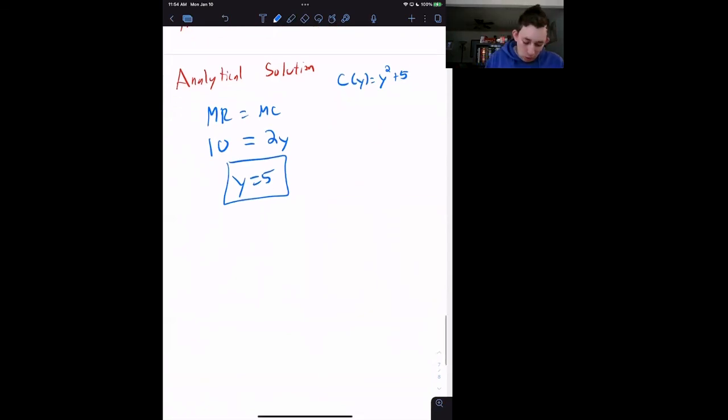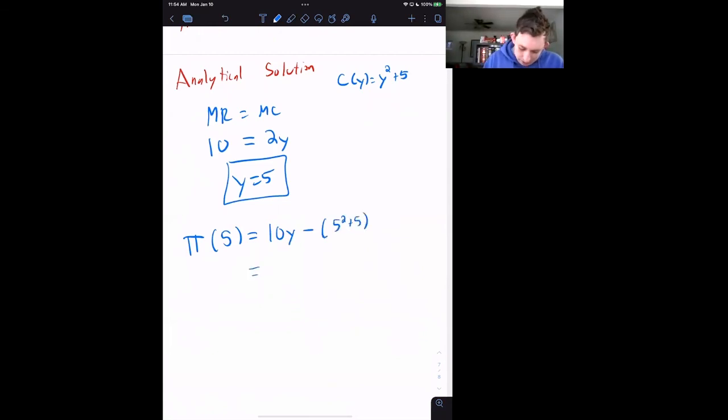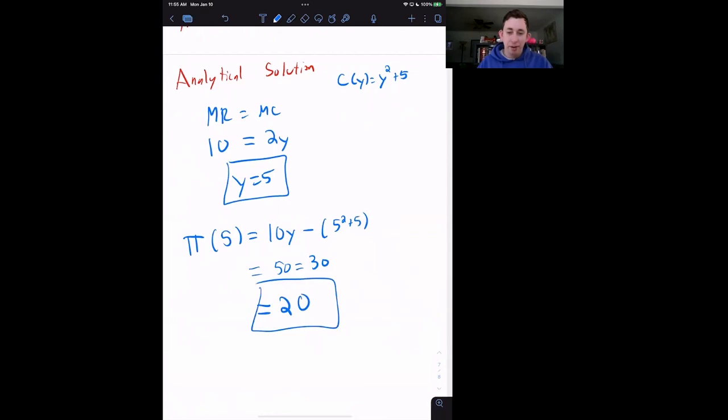If I wanted to know what the profit of that is, well, the profit of 5 is just my revenue minus my costs. So this is 50 and this is 30. So my profit maximizing point is selling 5 ice cream cones. How much profit do I get from that? I get $20 in profit.